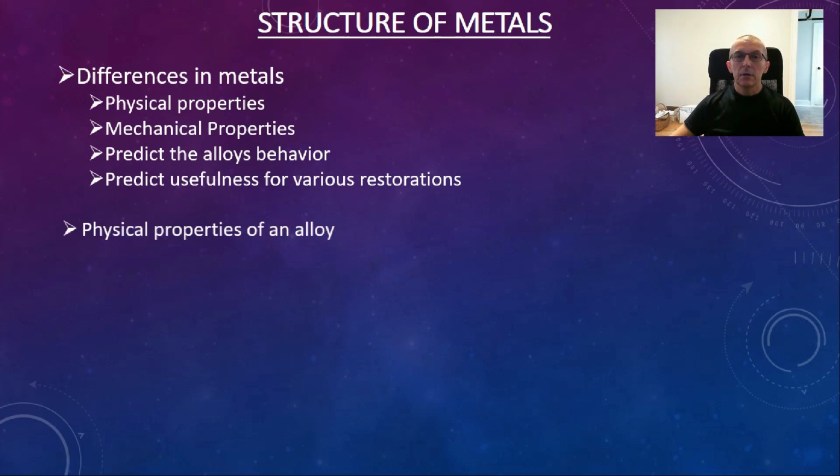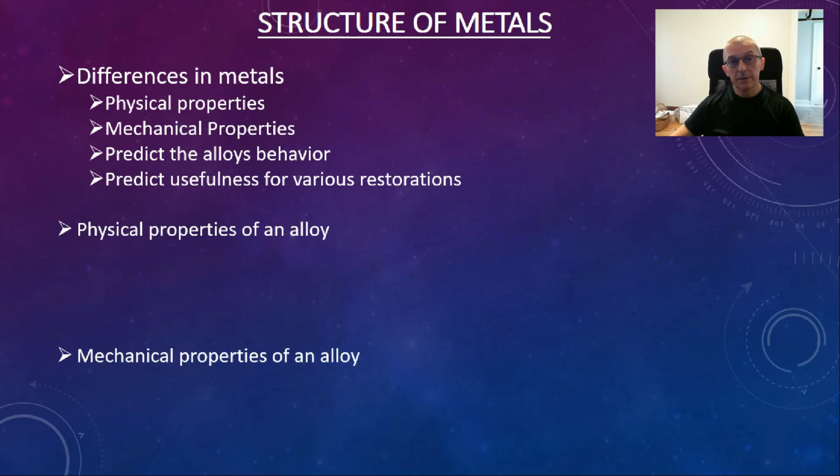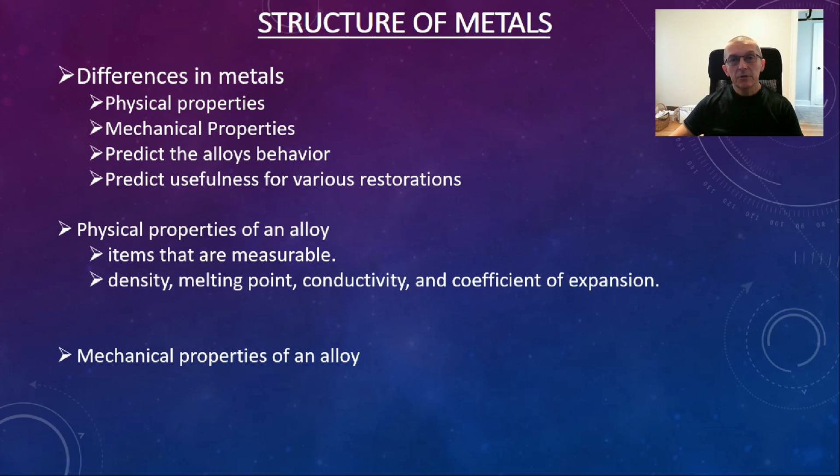Now let's go into the physical properties first, and then we'll go into the mechanical properties. The physical properties are the inherent characteristics and items or physical properties that can be measured. Now these properties cannot be changed. It is inherent in the material, in its elemental structure, its crystalline structure, which also makes its physical properties be what they are.